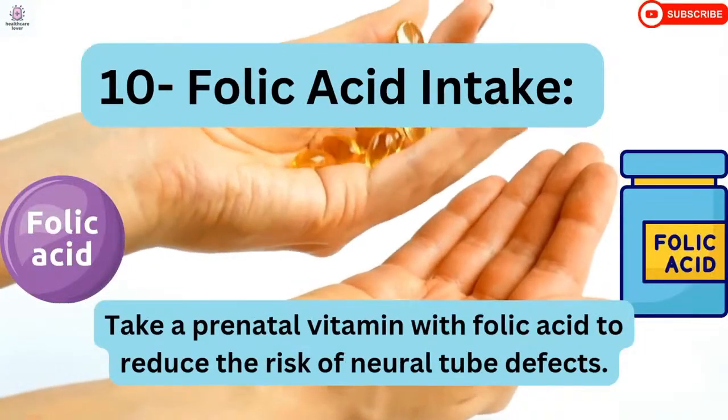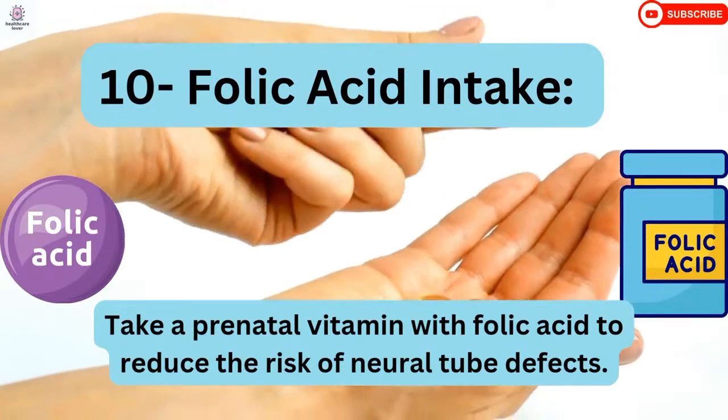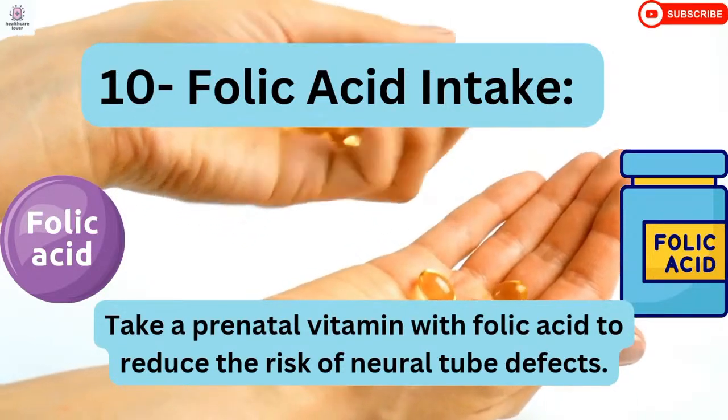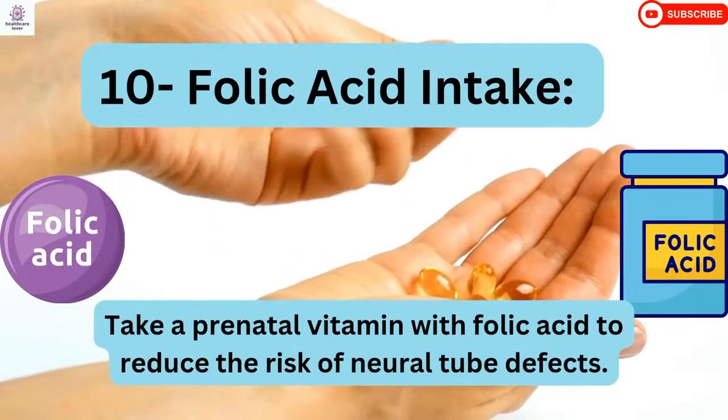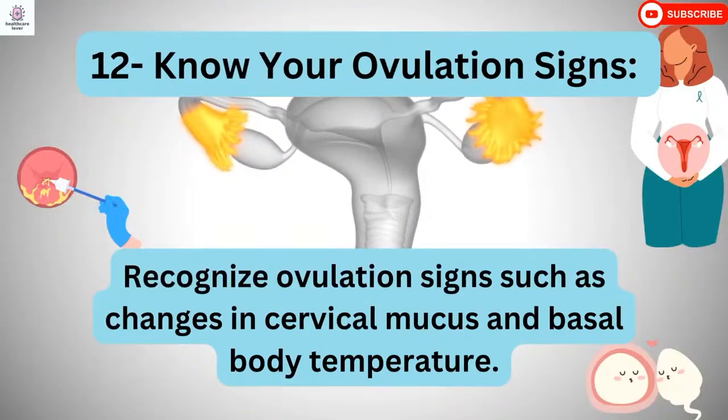10. Folic acid intake. Take a prenatal vitamin with folic acid to reduce the risk of neural tube defects. 11. Reduce toxin exposure. Limit exposure to environmental toxins that can impact fertility. 12. Know your ovulation signs.